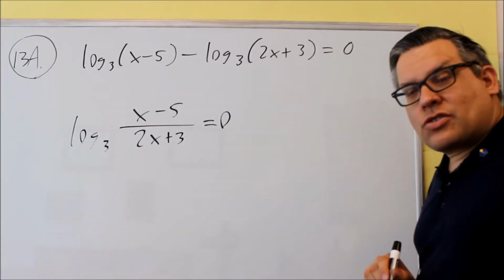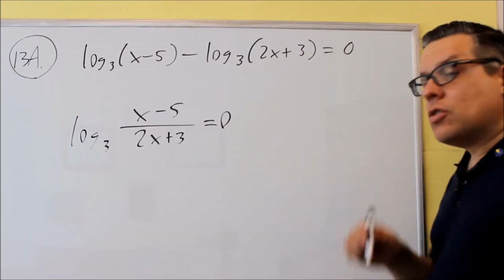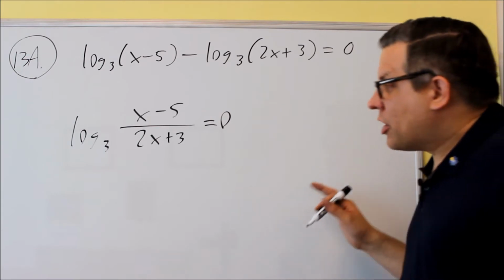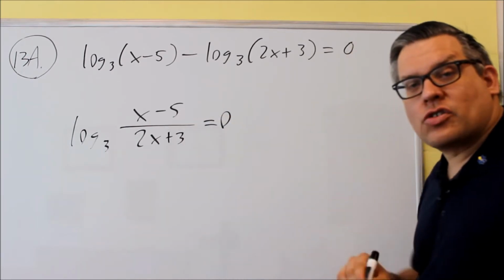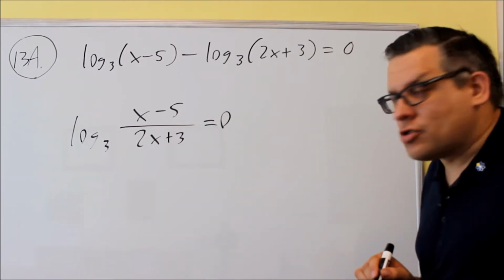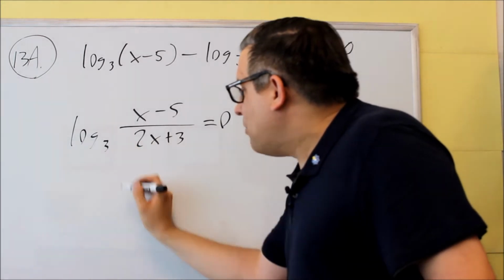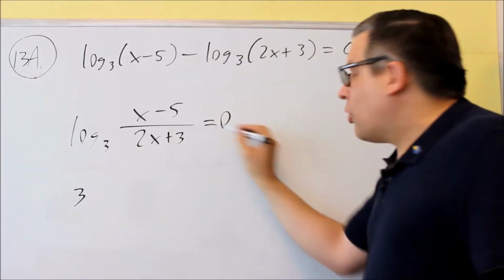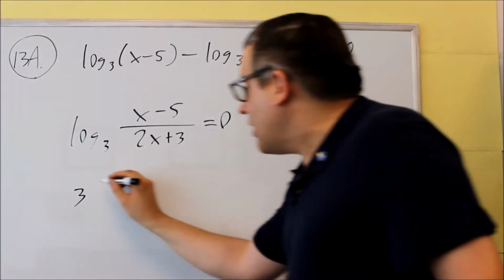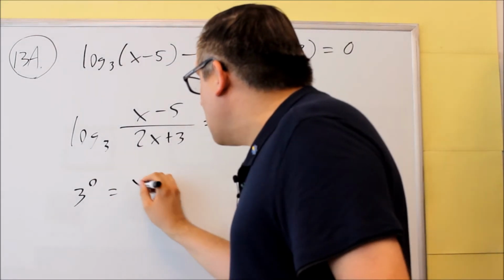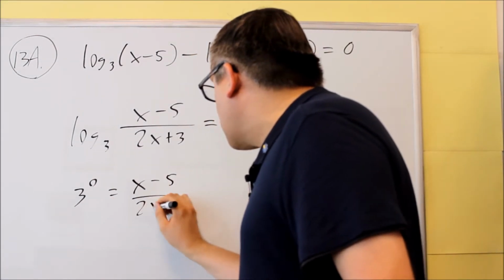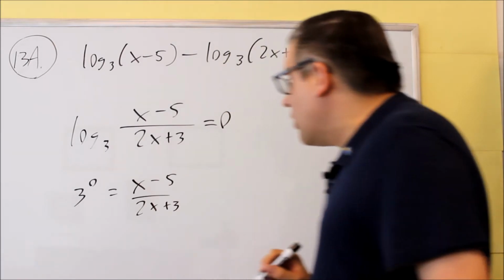What you want to do next is change this from log form into exponential. So we combine it together into a single log first. Now we change from log form to exponential. You do that by taking the base 3, we're going to raise it to the number after the equal sign, 3 to the 0, and it's going to equal everything else we have here.